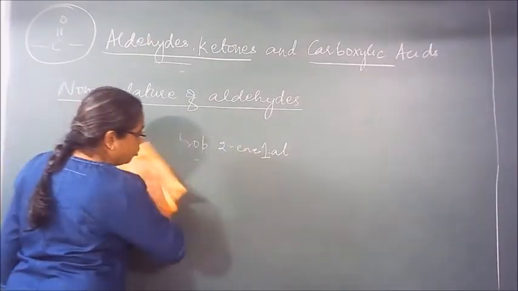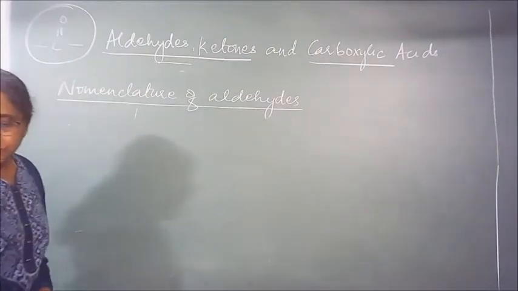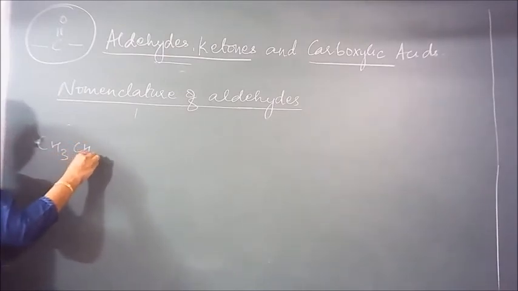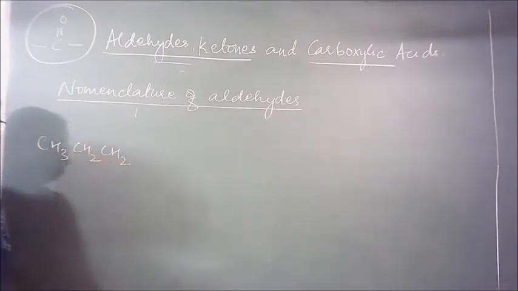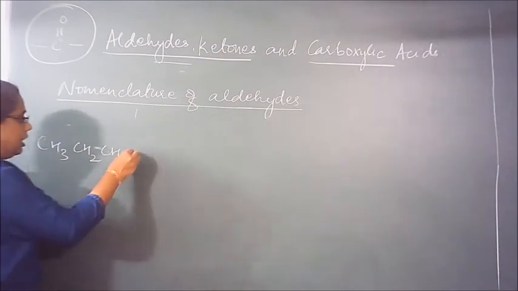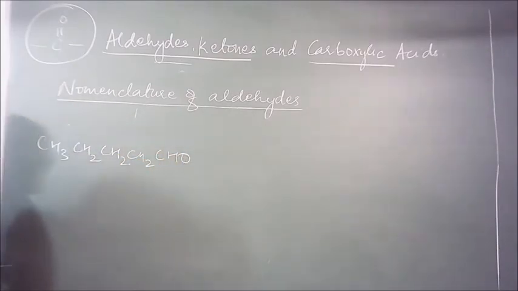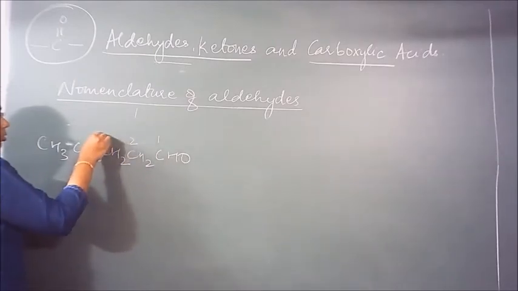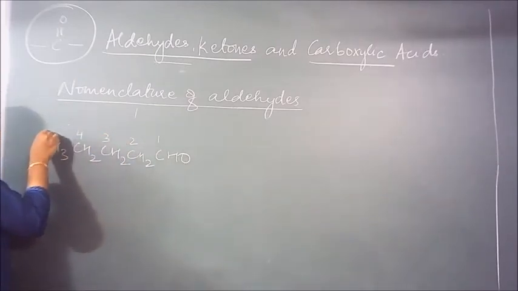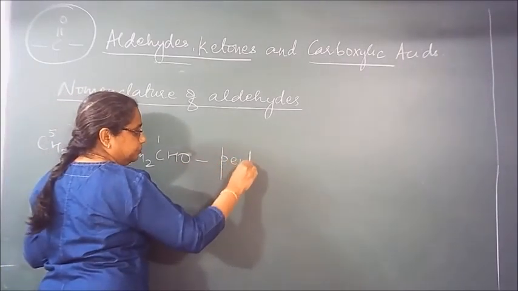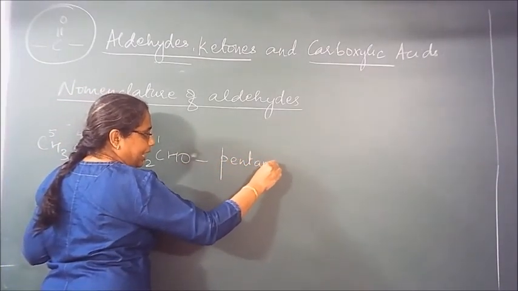Now we will talk about the next compound in naming. Let us write CH3, CH2, CH2, CH2 and CHO. A very very simple compound. I am teaching this for the common name. So this is 1, 2, 3, 4, 5. Name of the compound? Pentanal or pentan-1-al.